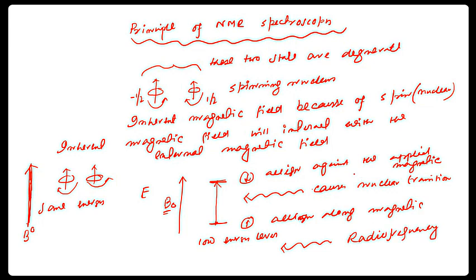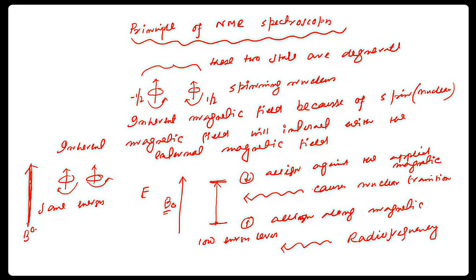So let us just summarize these things. Very simple things. A nucleus has spin. A proton has a spinning nucleus. There are two spins, plus half and minus half. Because of the spinning nucleus, they have an inherent magnetic field. This inherent magnetic field or the spinning states are degenerate. You cannot identify which is plus half and which is minus half.